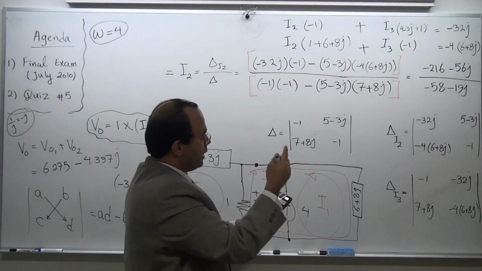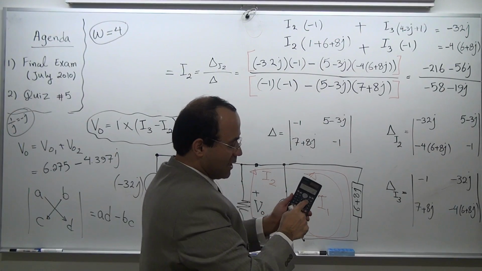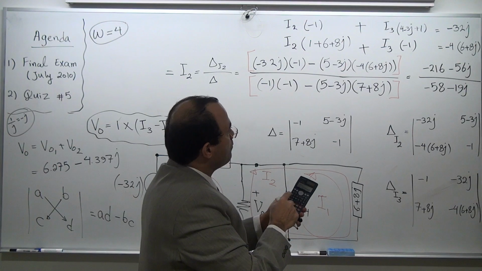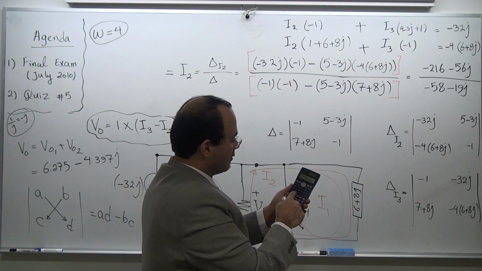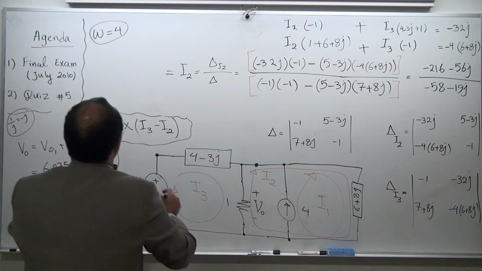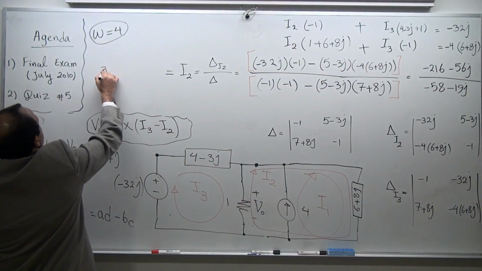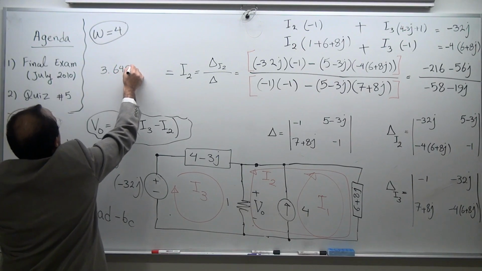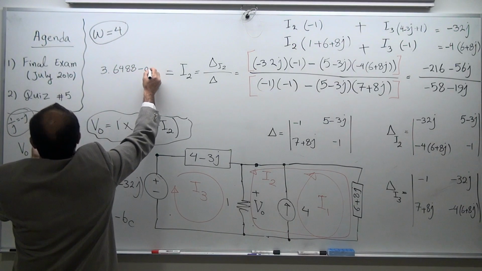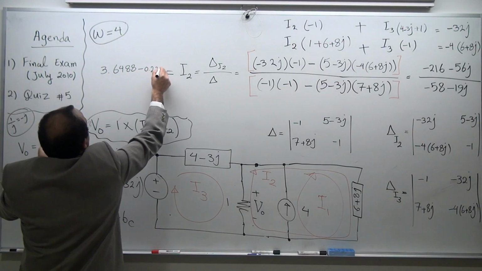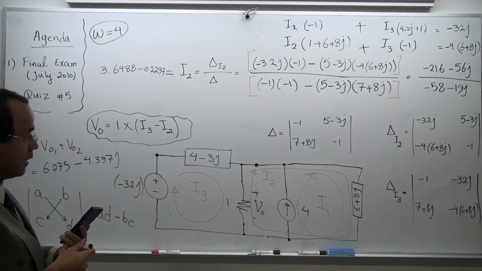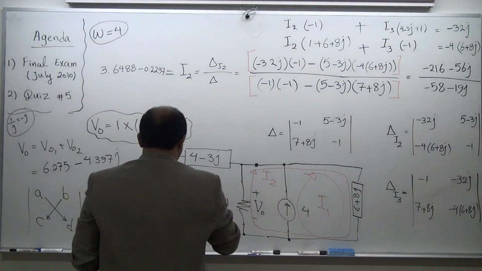Okay, I'm going to inverse this. You have an inverse option, and that's the number, and then times open bracket, minus 216 minus 56j. So this is going to give me 3.6488, shift equal sign, minus 0.2297. Well, I went too far. Okay, let's calculate I3.